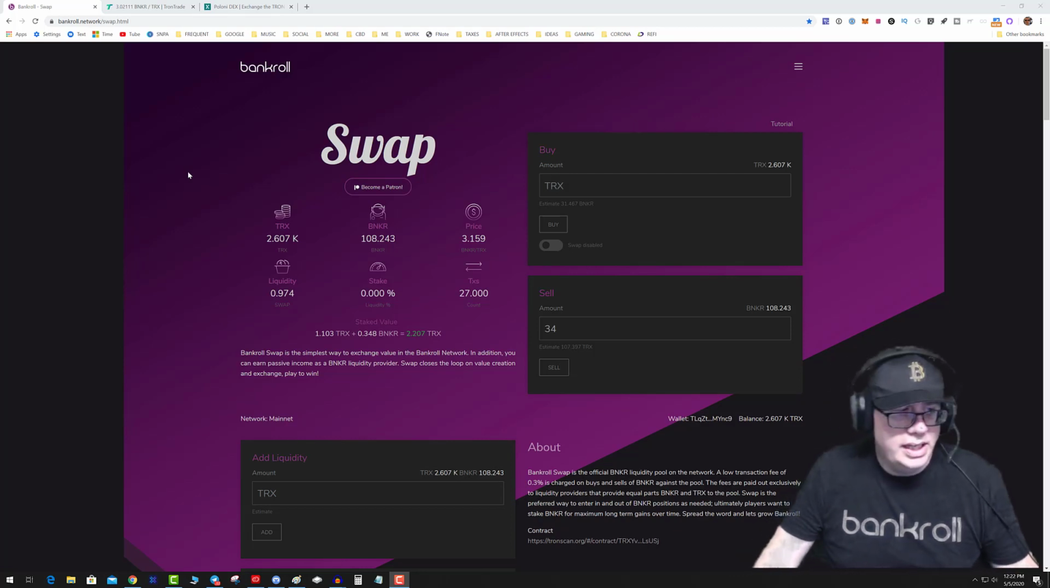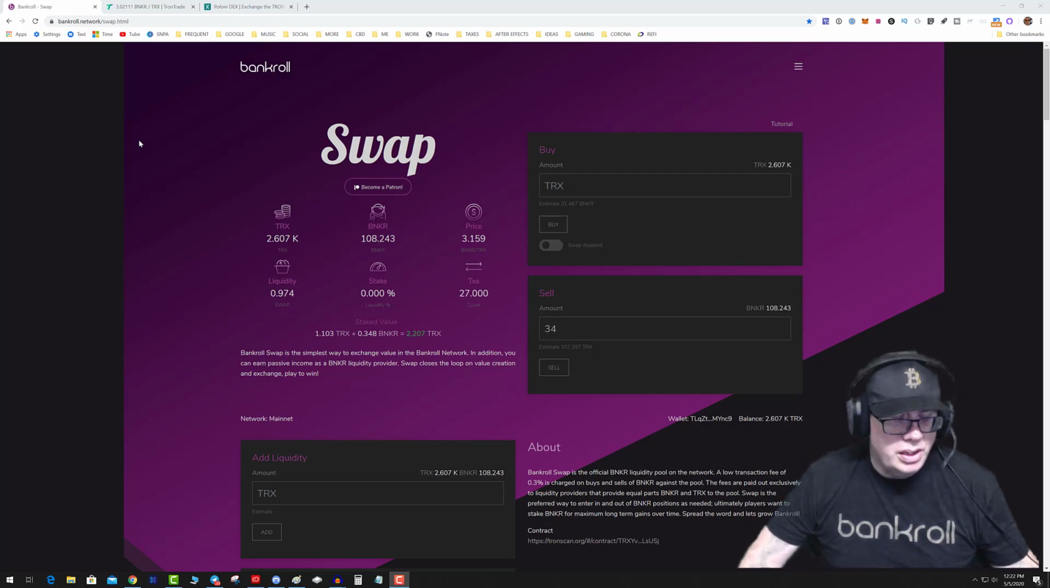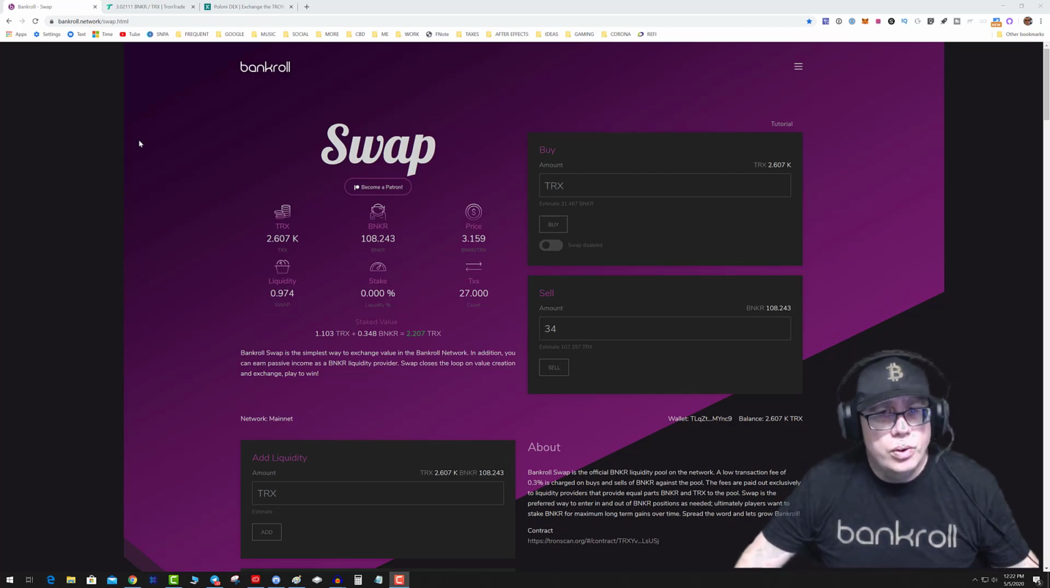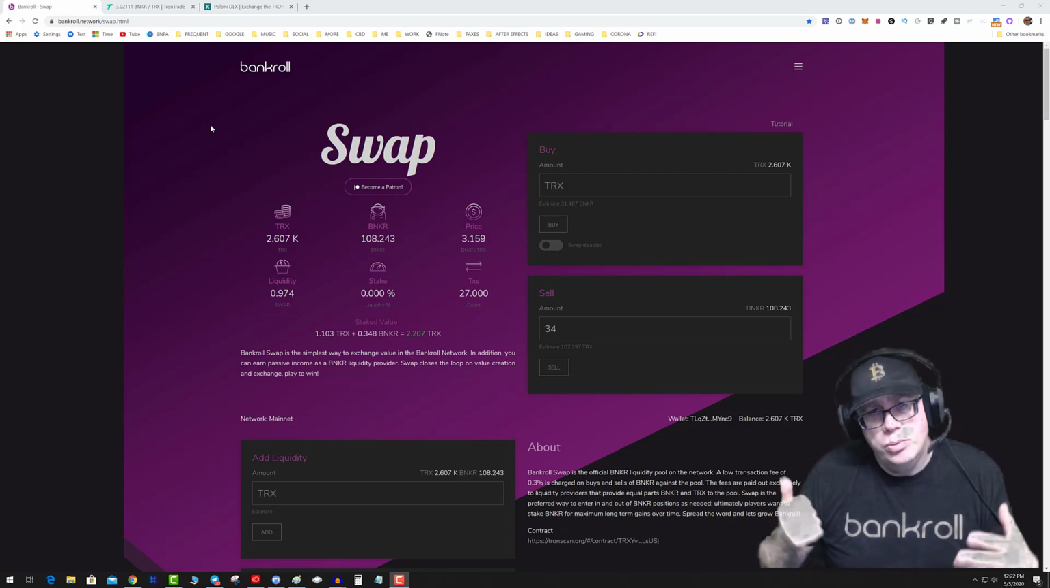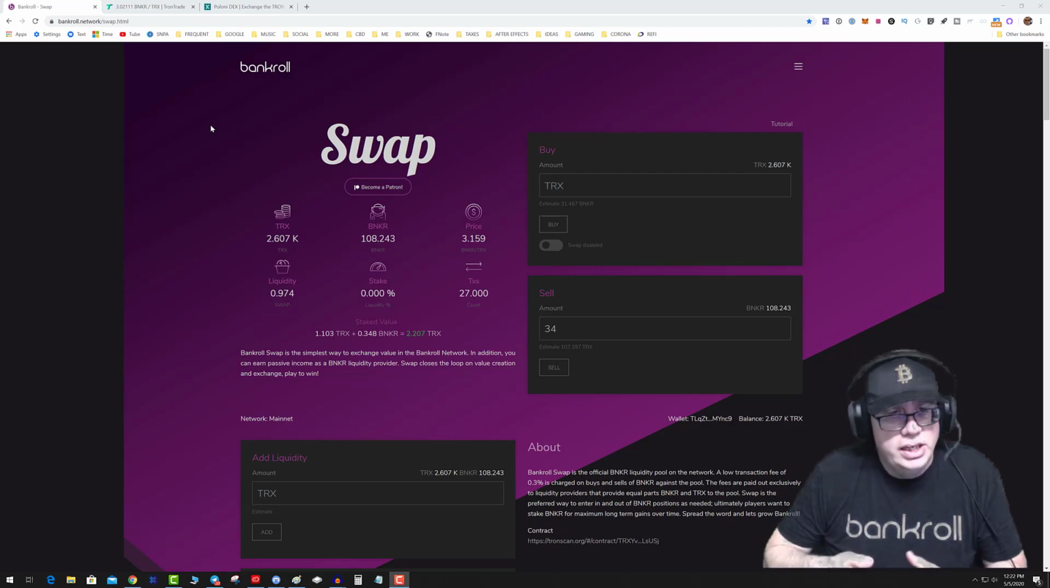What's going on, guys? Welcome to the swap tutorial on the Bankroll Network. Swap is a decentralized exchange which is very similar to Uniswap, but it is on the Tron network. So what is Swap? What does it do? Why do we need it?